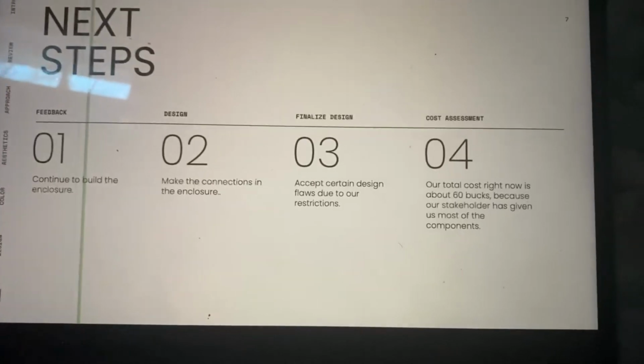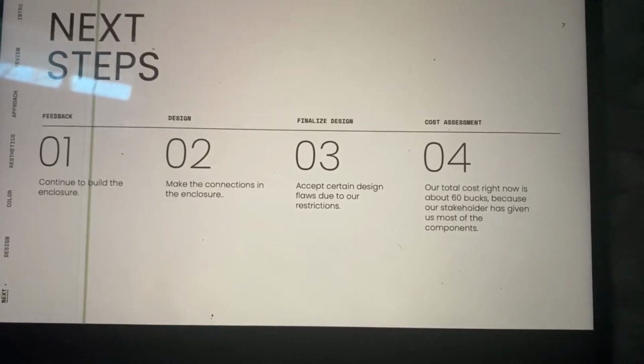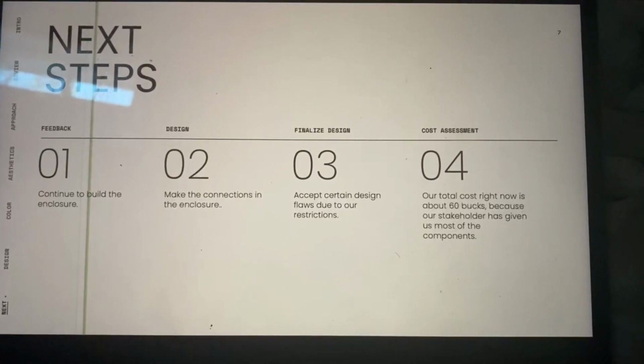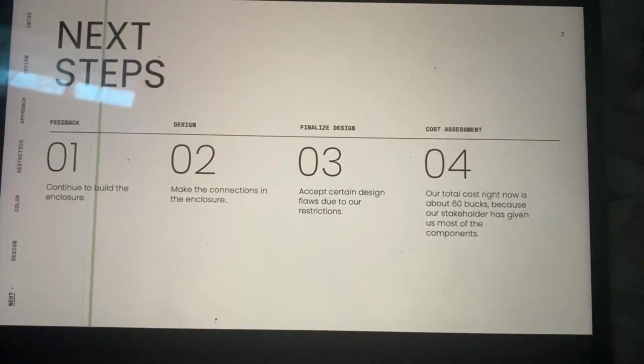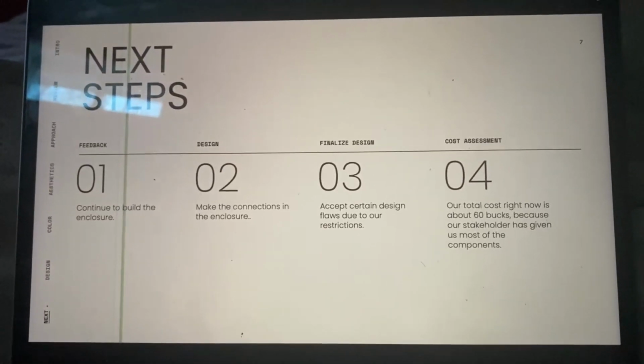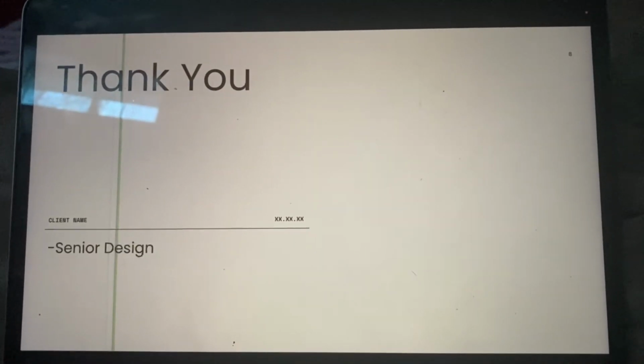And our total cost right now is $60 because our stakeholder has given us, as we said, most of the components. He has not given us the wood though, or the batteries, so we did order the batteries.